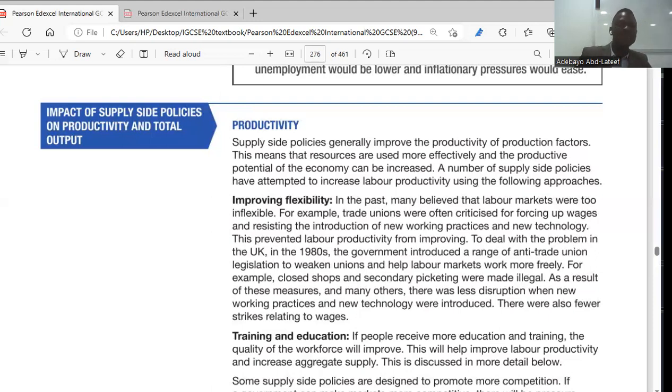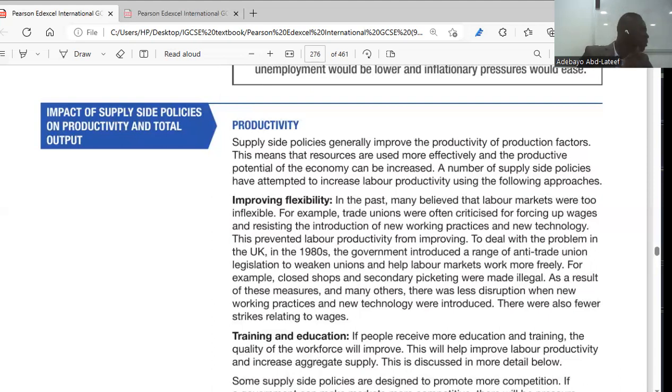Many believe that labor markets were too inflexible. For example, trade unions were often criticized for forcing up wages and resisting the introduction of new working practices and new technology. This prevents labor productivity from improving. To deal with this problem, government introduced a range of anti-trade union legislation to weaken unionism.